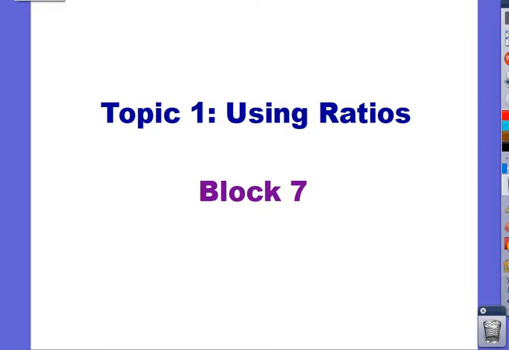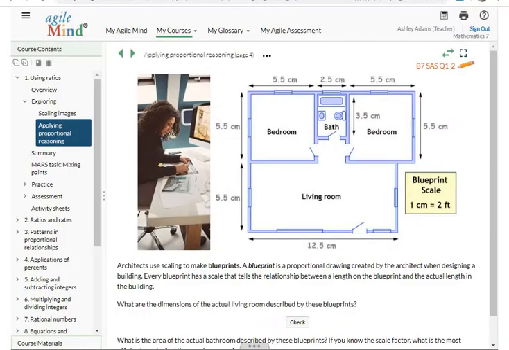Okay, this is block 7 from topic 1. So you should be on page 25 in your textbook where block 7 starts. And on that page, you should see a picture. What is that a picture of?